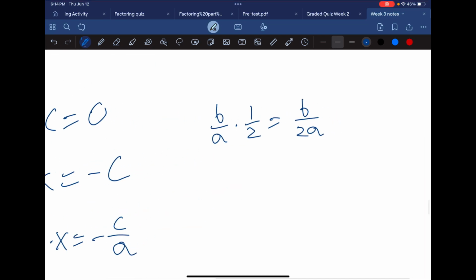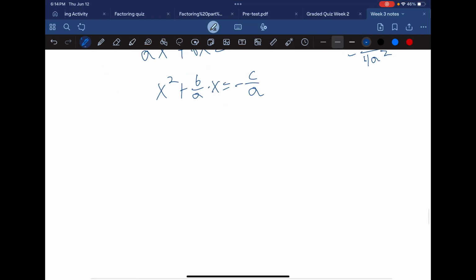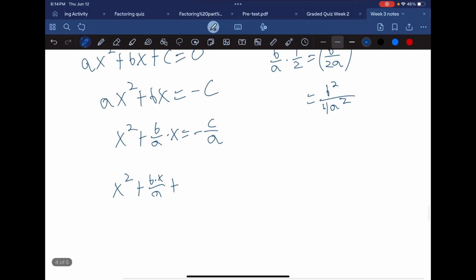And then we're going to square it, which gives us b squared over 4a squared. Right? And we're adding that to both sides. So x squared plus b times x over a plus b squared over 4a squared equals negative c over a plus b squared over 4a squared.